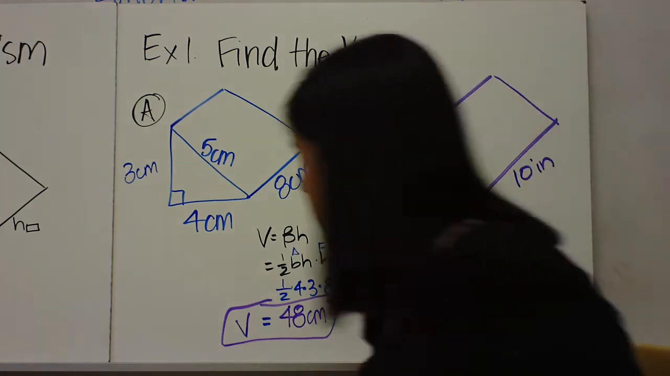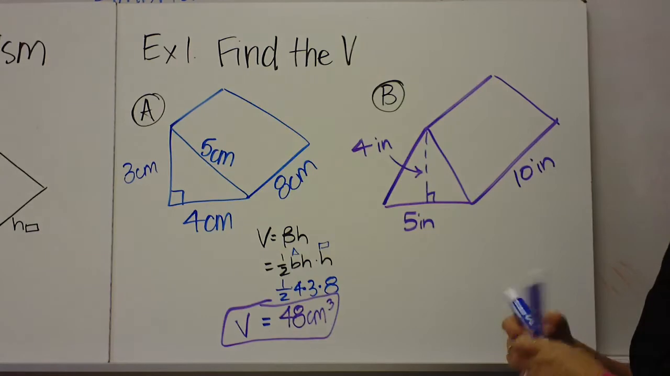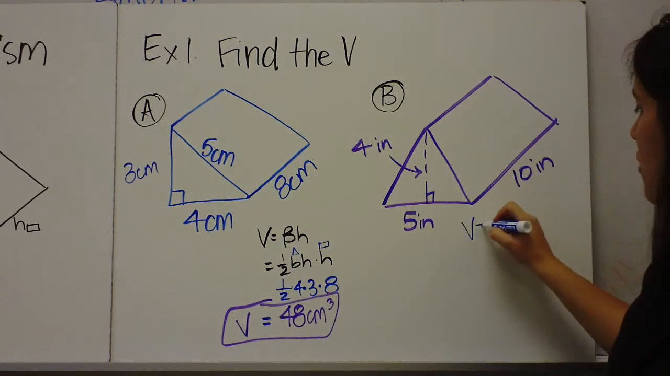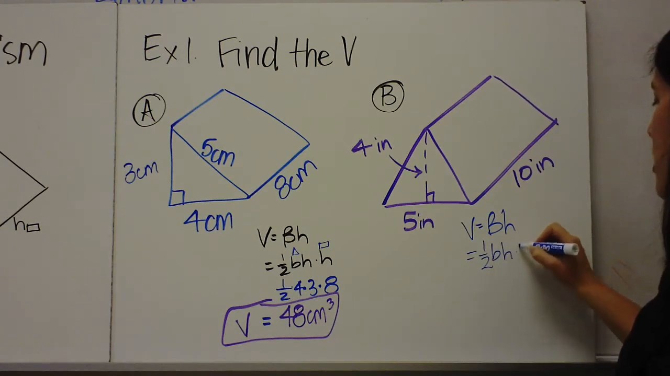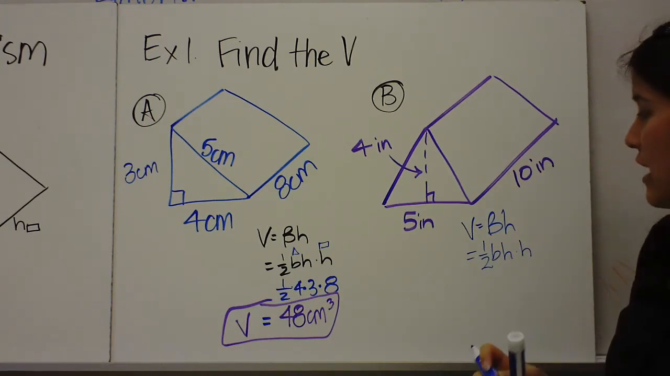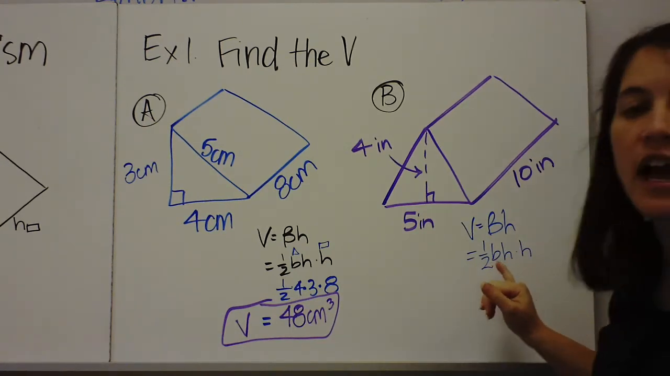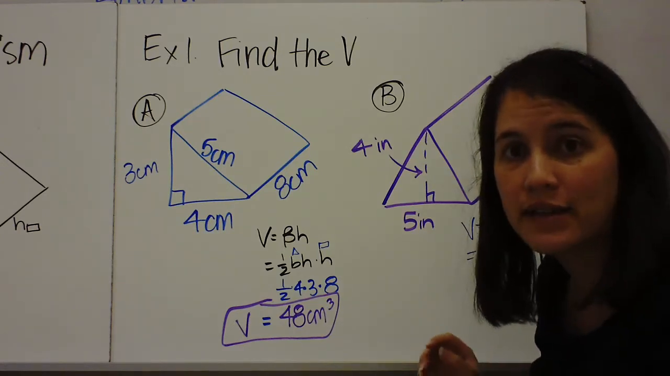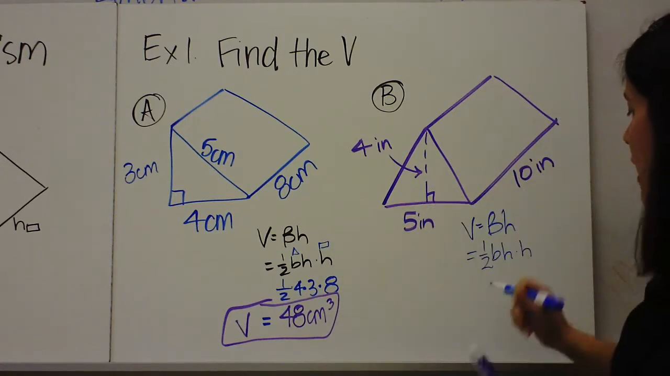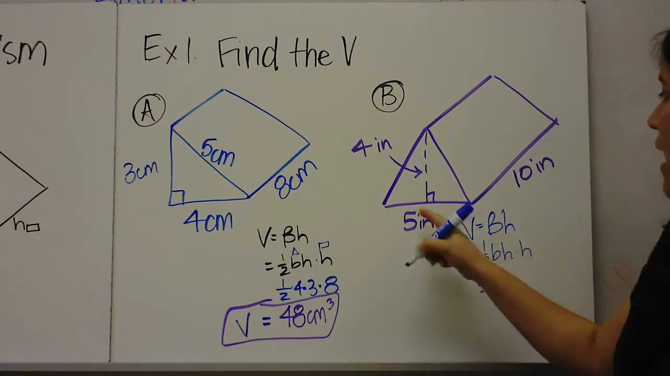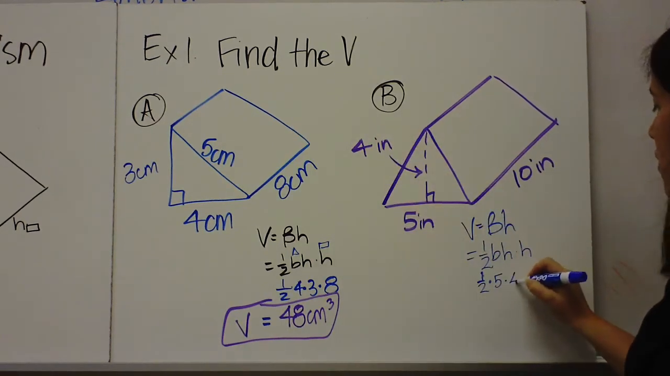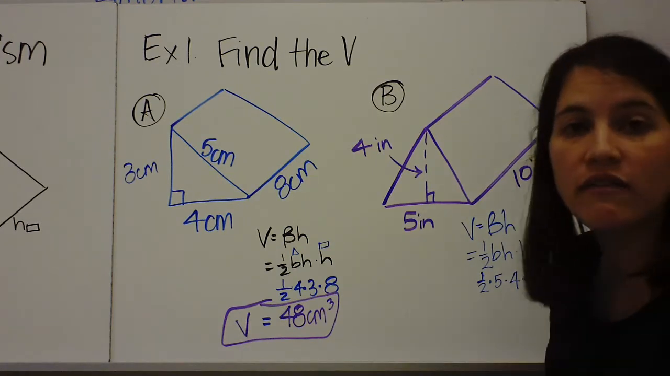Let's do another one, example B. So we start with our capital BH, 1/2 BH times H. And again, the first BH has to come from the triangle. The base of the triangle is 5. And the height of the triangle is 4. So I put in 5 and 4.